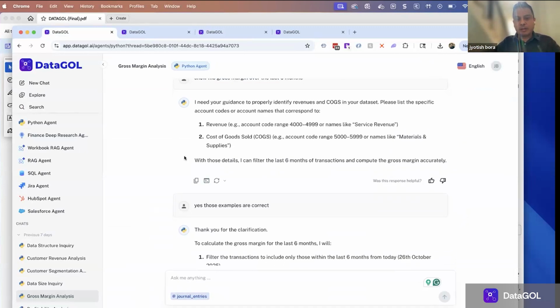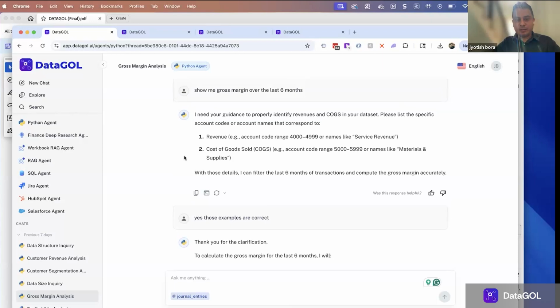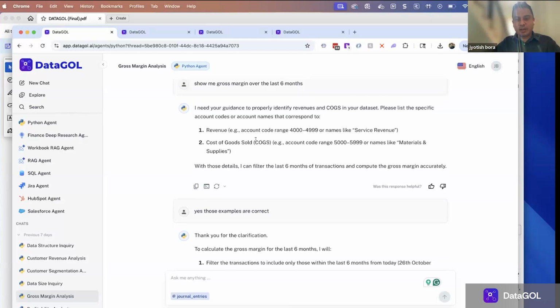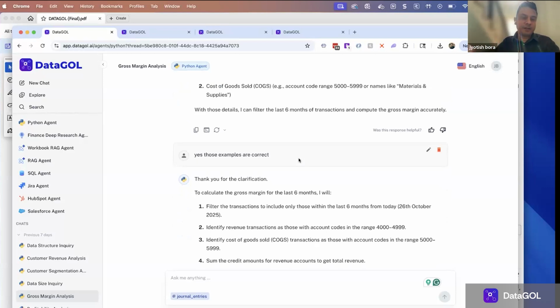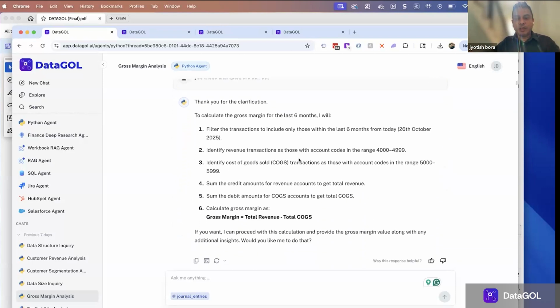The agent replied asking for some clarification. It's saying, okay, are these assumptions correct? Meaning, I want to look at the revenue in this range of accounts, and I want to look at the cost of goods sold in this range of accounts. Is that the correct assumption? Once it got the clarification from the user, it gave a plan.